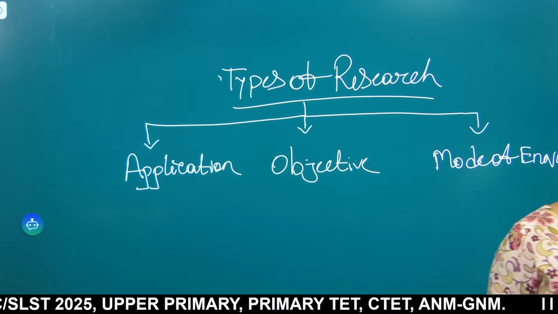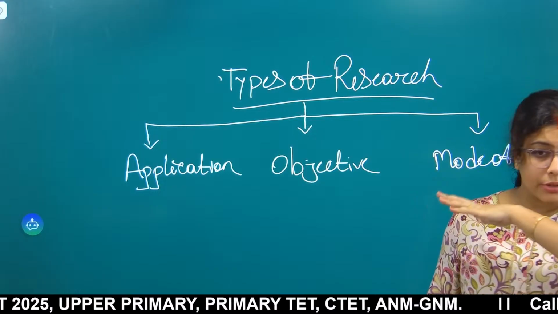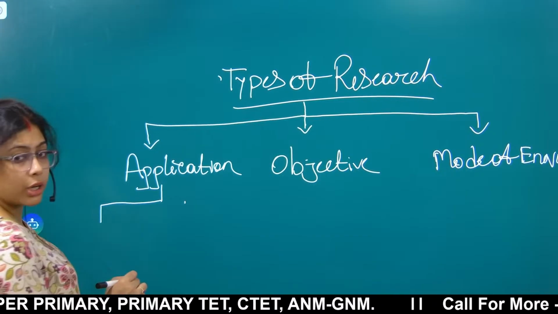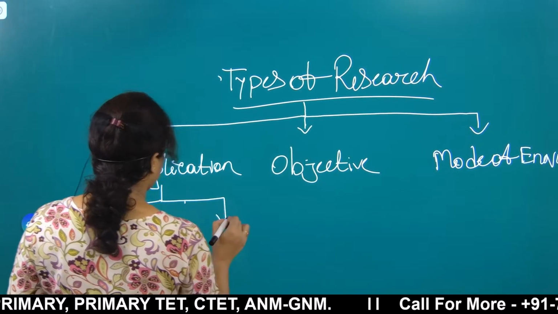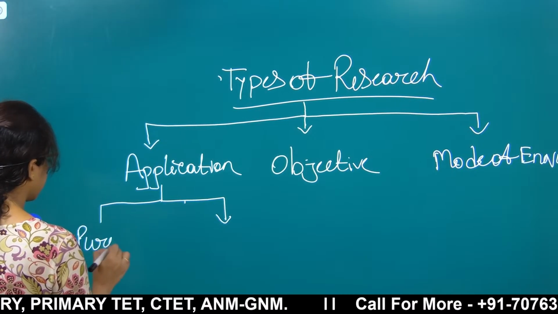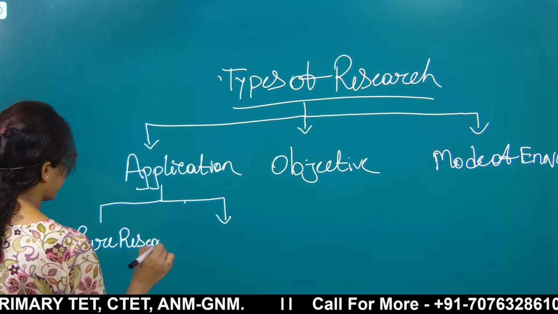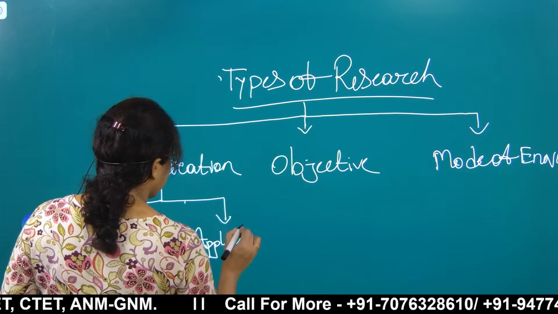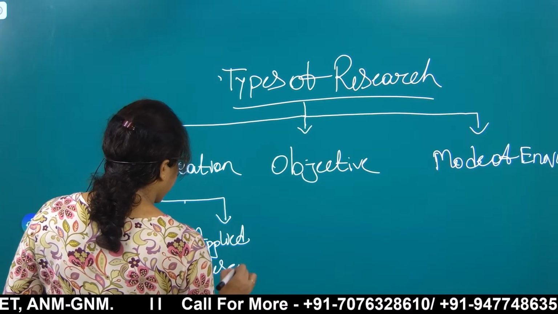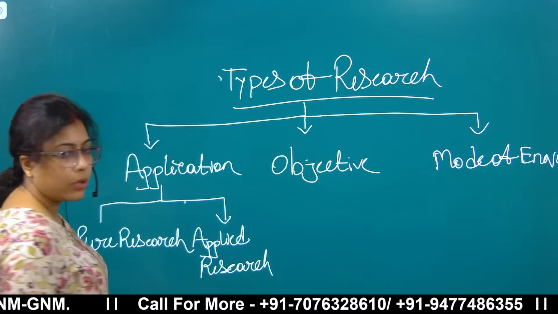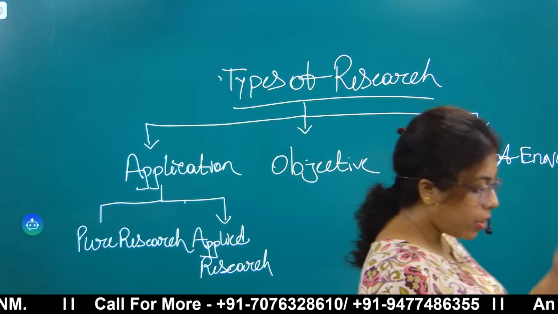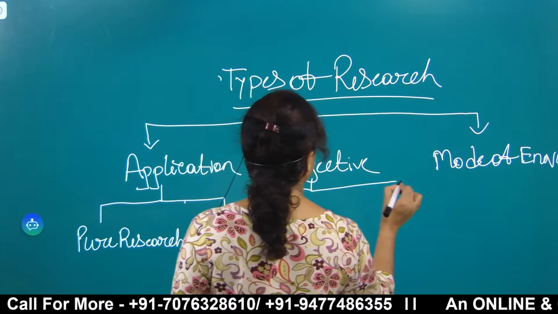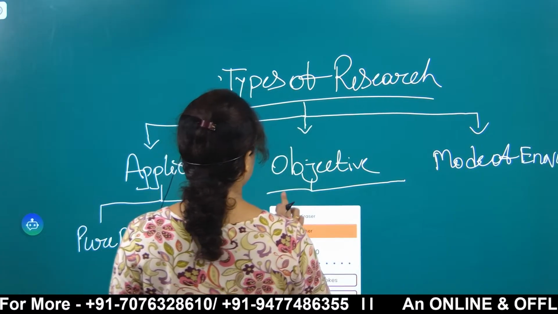According to the basis of application, there are two types of research. What are the two types? Can you tell me? Pure research and applied research. Okay, on the basis of application. Okay, on the basis of objective.